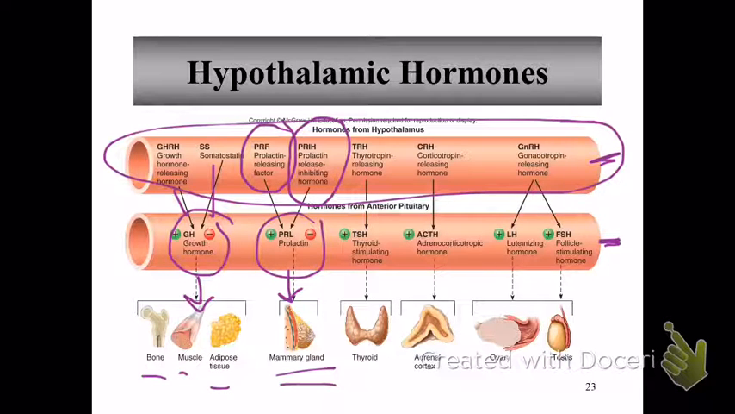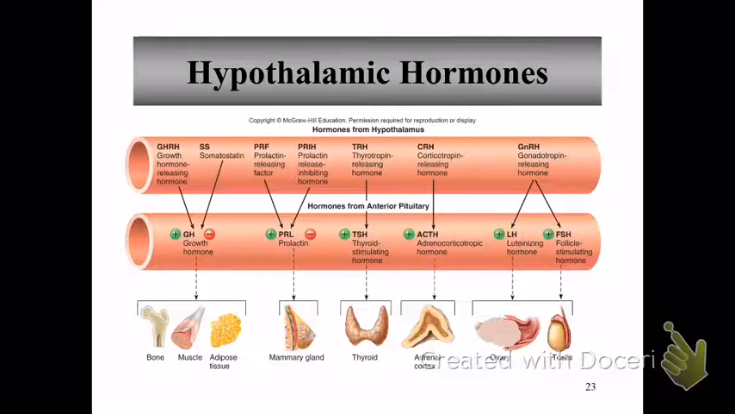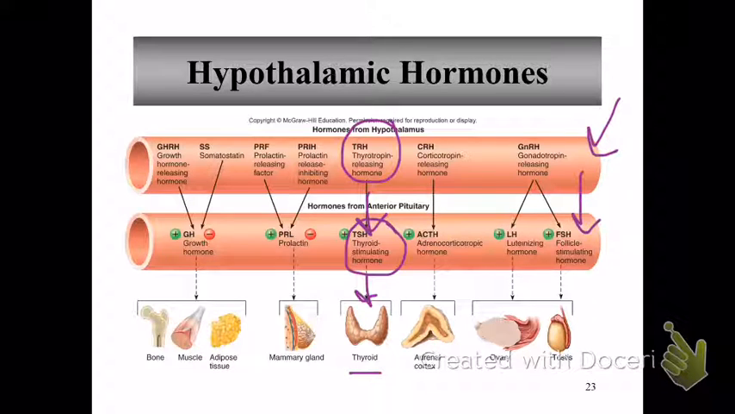So the hypothalamus releases thyroid releasing hormone, which stimulates the anterior pituitary to release thyroid stimulating hormone to the thyroid. So you can kind of see how the hormones of the hypothalamus control the pituitary, the anterior pituitary gland, and it controls all of this.